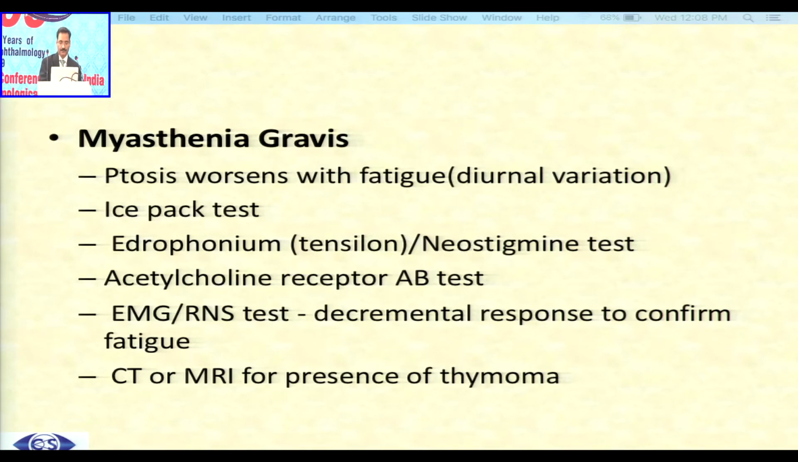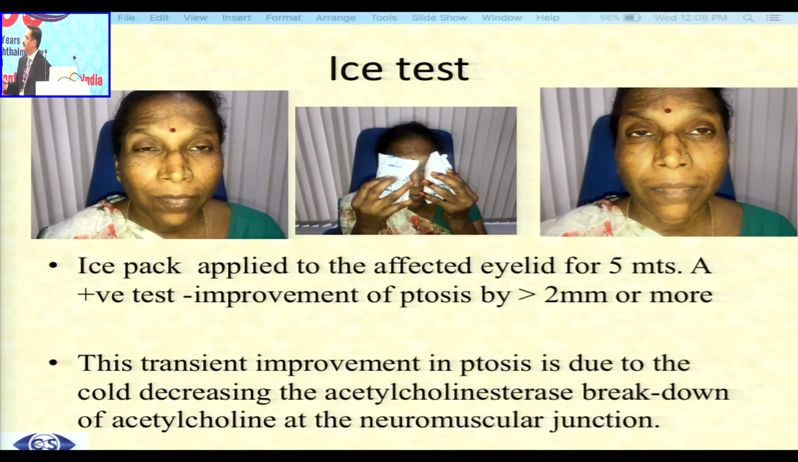Now, how to do the ice pack test? You have a patient of acquired ptosis. Just make the patient sit in your OPD with application of ice packs on both the lids, and you will have improvement of ptosis after 5 minutes. So it's a very simple test, but the sensitivity of this test is quite high. So a very useful test.